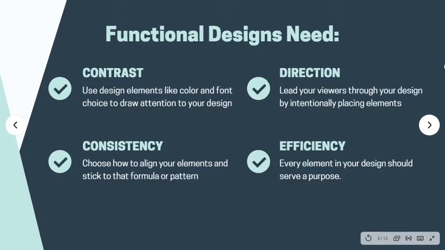So here are some things that functional designs need. The first one is contrast. When you use color and font in your design, you want to use contrast to draw attention to different aspects of your design, as well as to make your text stand out on top of whatever your background is, or in an image you want to use contrast so that it doesn't get muddied. When people are looking at it from further away, you want them to be able to identify what the item is so that they're drawn to move closer to it if it's a flyer, for example.